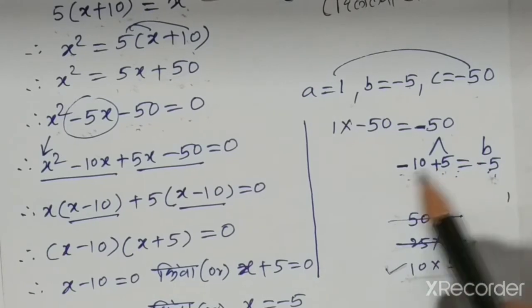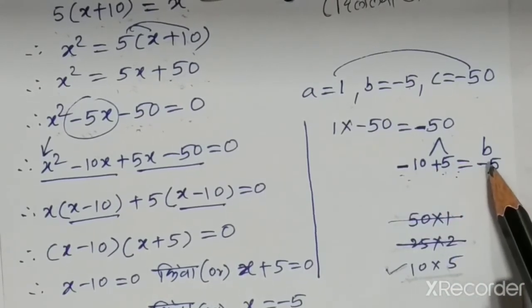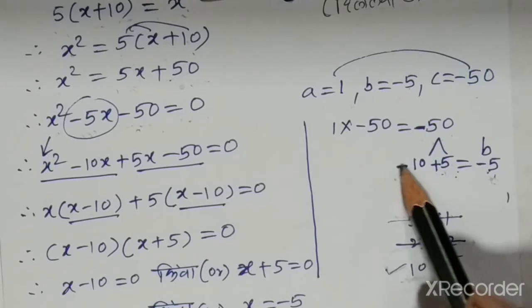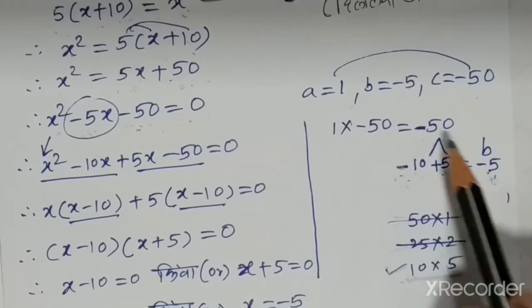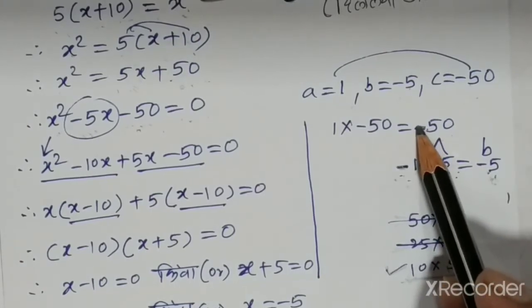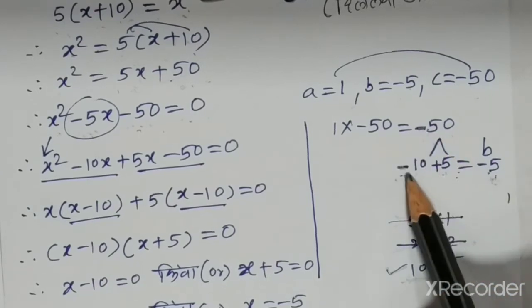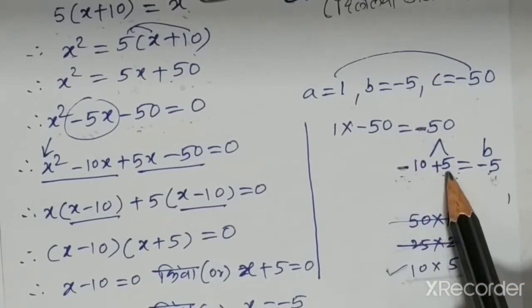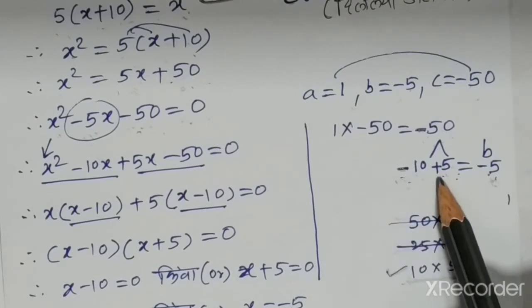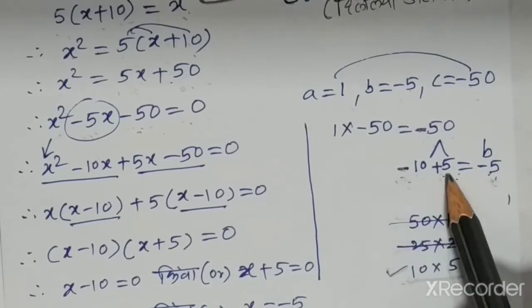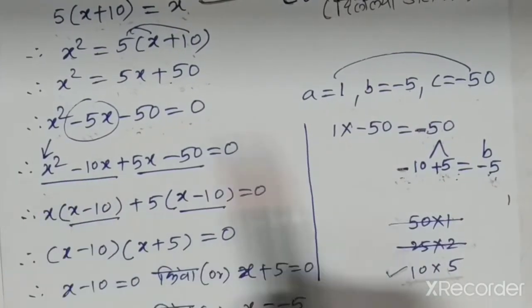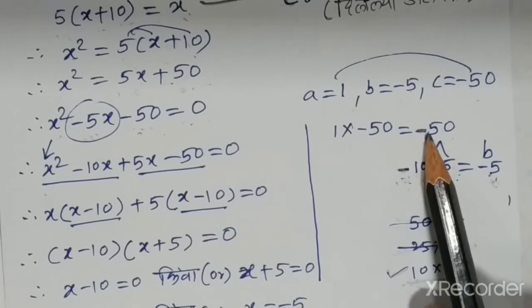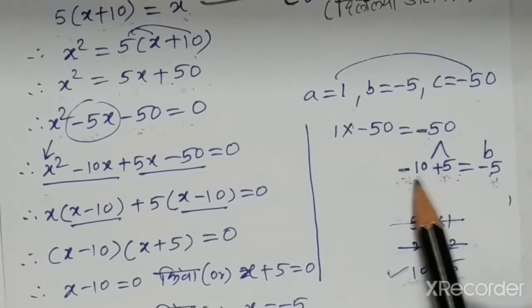Now decide the signs. Give the sign of b to the big number, so minus 10. 10 is big, so give the minus sign to the 10. Now decide the sign of the smaller number. Whenever the product is negative, we give different signs to these two numbers. Here it is minus, so the other must be plus. So minus 10 and plus 5 are the factors here. Now check: minus 10 into 5 is minus 50 and minus 10 plus 5 is minus 5.